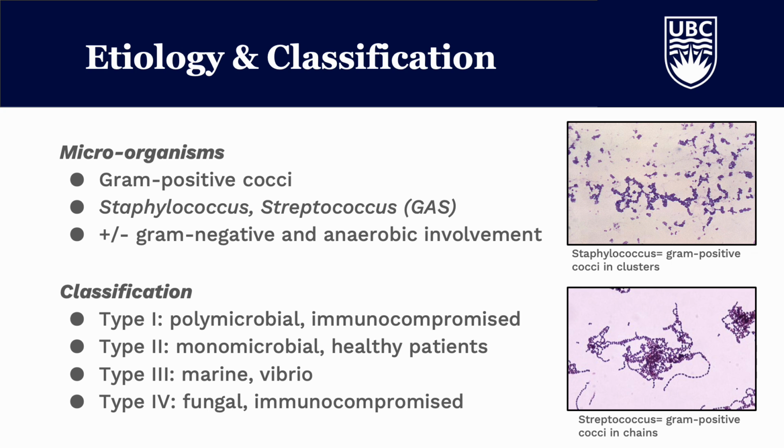Type 1 necrotizing fasciitis, referring to polymicrobial infections, more commonly develops in patients who are immunocompromised, elderly, or diabetic. Type 2 infections, which are monomicrobial, are more often seen in healthy patients. Type 3 and 4 are more rare entities, respectively comprising marine or Vibrio infections and fungal or immunocompromised infections.